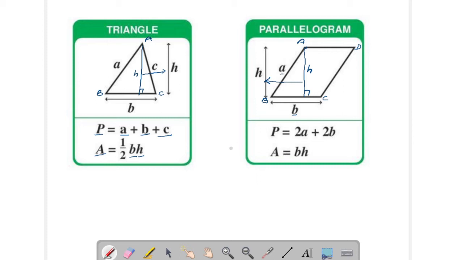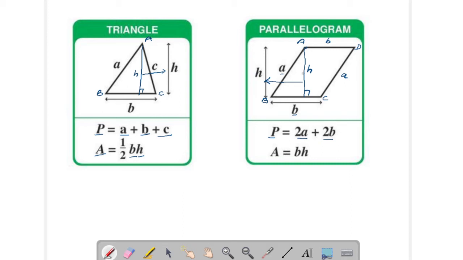Therefore, perimeter of a parallelogram, P means perimeter. Perimeter of a parallelogram is given by 2a plus 2b. That is, in a parallelogram, opposite sides are equal. Here we have taken AB as a, then CD will also be a, and BC is equivalent to AD. BC we have supposed as b, then AD will be b.